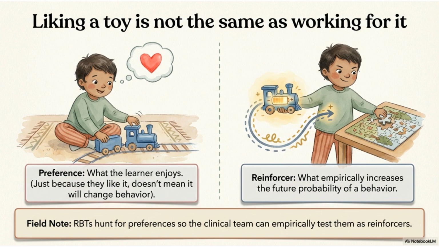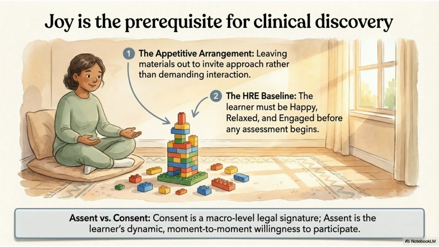A preference is what the learner enjoys. A reinforcer is what empirically increases the future probability of a behavior. RBTs hunt for preferences so the clinical team can empirically test them as reinforcers. Joy is the prerequisite for clinical discovery.